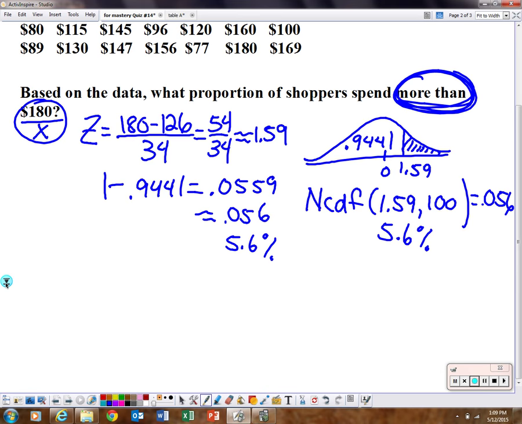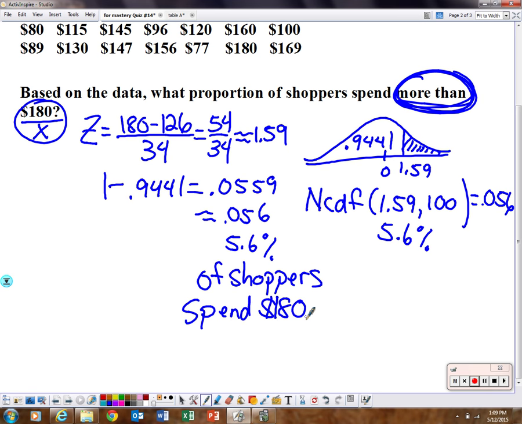Okay, now we can say that 5.6% of shoppers spend $180 or more.